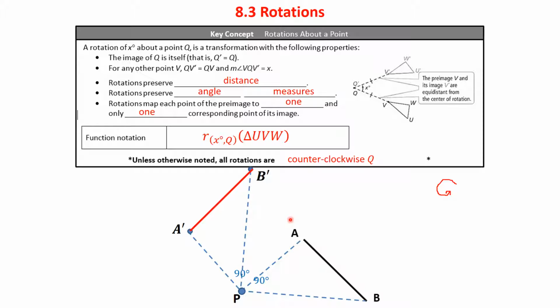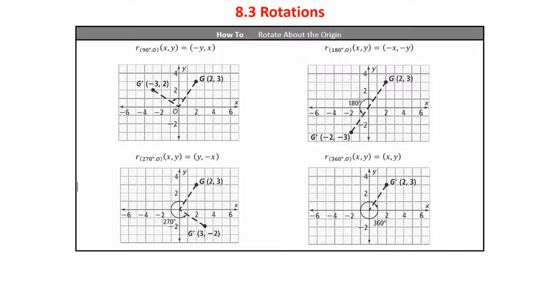All right, let's take a look at some examples that we're going to come across in our notes and on the homework and on the test. Okay, so before we begin looking at some of the example problems, let's take a look at our coordinate notation and rules for the 4 types of rotations we're going to be doing in this section.